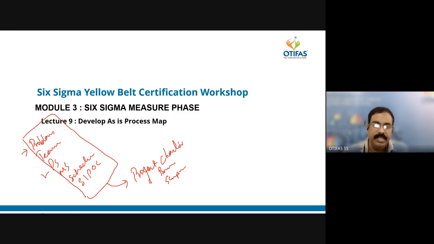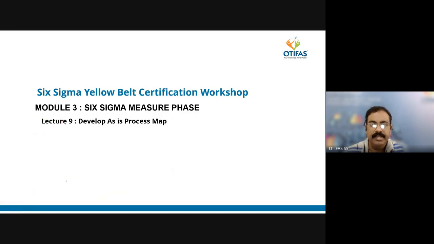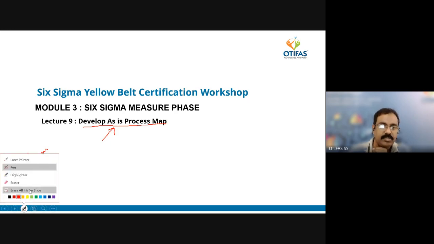Once the project charter is approved by the top management, the project champion, we go to the measure phase. Now in the measure phase, what is the first thing that we do? It's developing the as-is process map. This is the real journey of problem solving, which starts with understanding the detailed process map. So let us learn what this process mapping is.